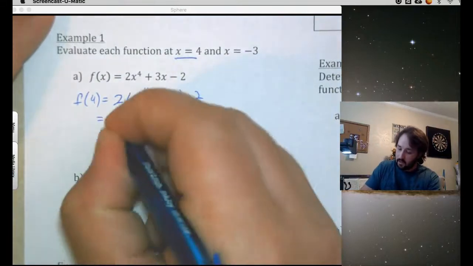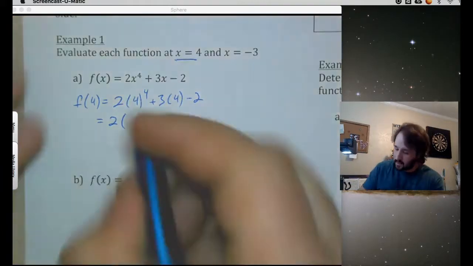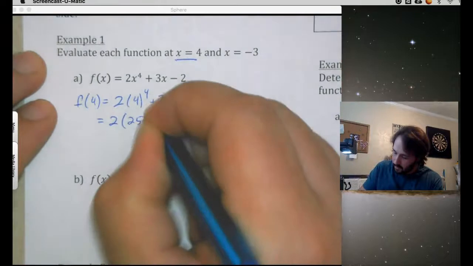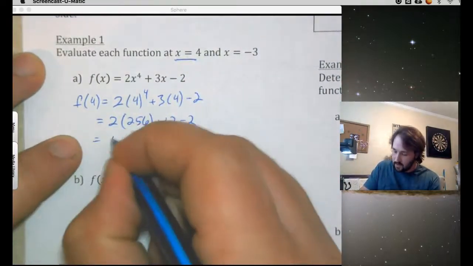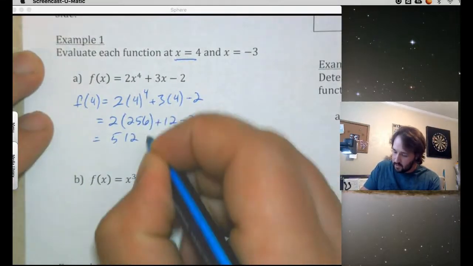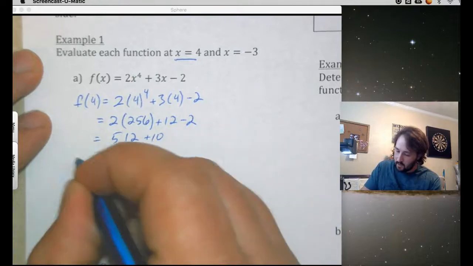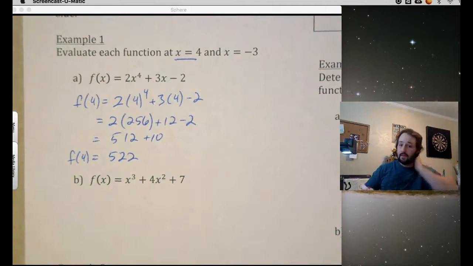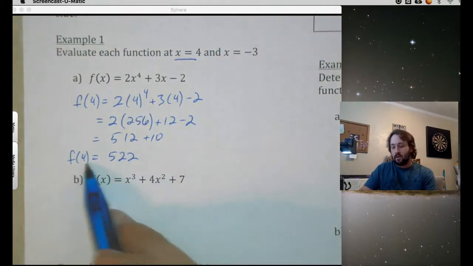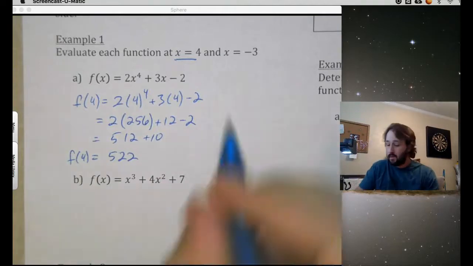So now I have 2 times 4 to the 4th. I'm going to use a calculator just to make sure I don't get it wrong. It is 256. And then I have plus 12 minus 2. 2 times 256 is 512. 12 minus 2 is plus 10. So this should be 522. So that means f of 4 equals 522. What that also tells us is that when x is 4, the y value is 522. So this is way up there, right?